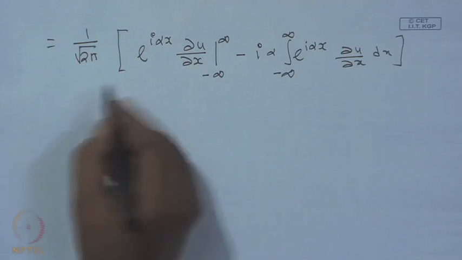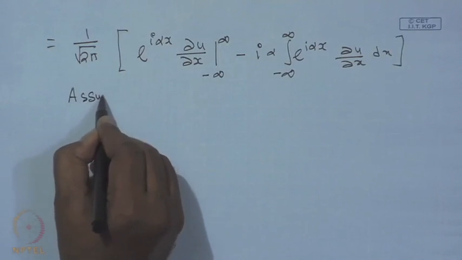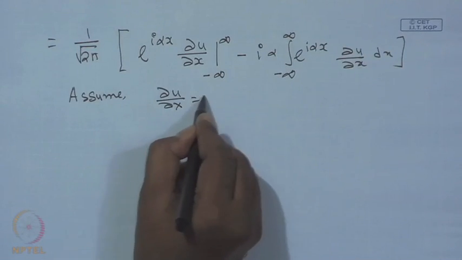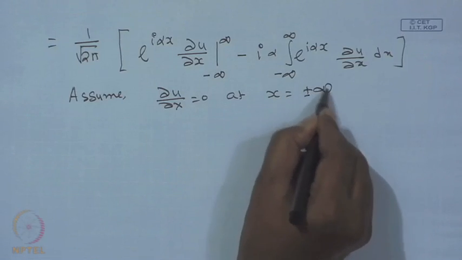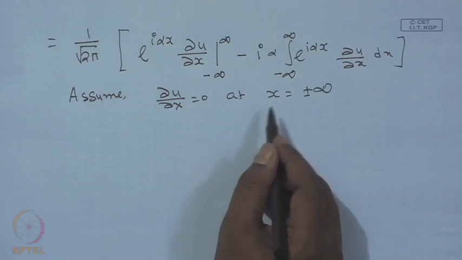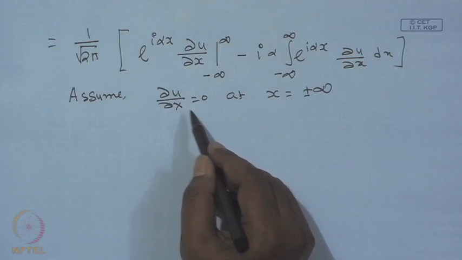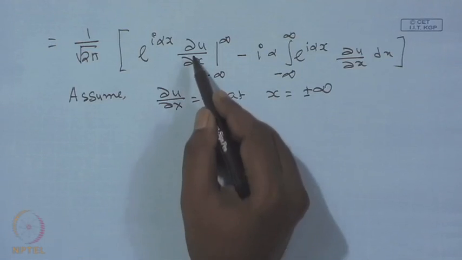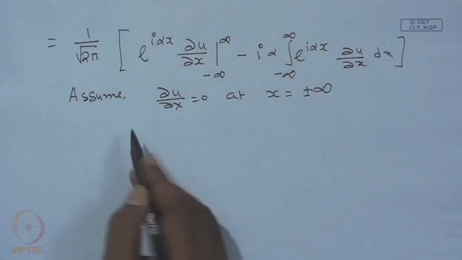We assume, in order to have a bounded solution, that del u del x is equal to 0 at x is equal to plus minus infinity. So, if we put this boundary condition that the slope of u is also equal to 0 at x is equal to plus minus infinity, then this term will vanish and you will be left with this one.